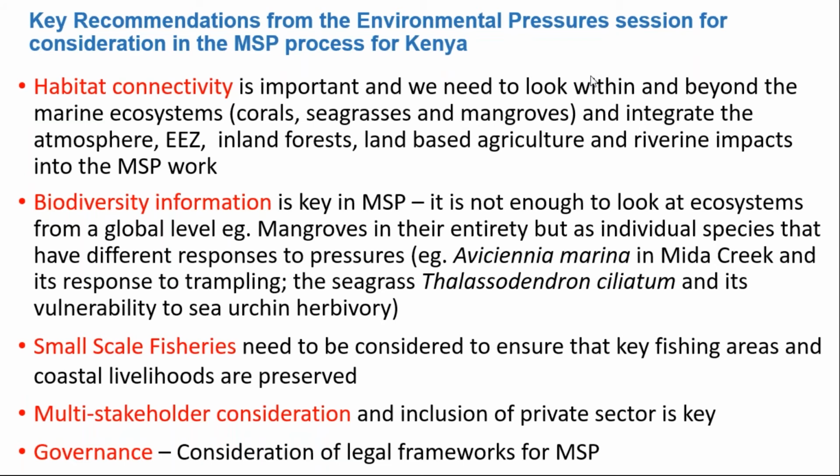When we come into the seagrass beds, we have a vulnerable species, one of the more dominant species that is vulnerable to sea urchin herbivory. And so for biodiversity, it was very interesting that the outcome and recommendation was that let's look beyond the ecosystem, but look specifically at vulnerabilities. Small scale fisheries were considered very key, and the fact that we should plan with them in mind. Multiple sectors were considered, and inclusion of private sector.